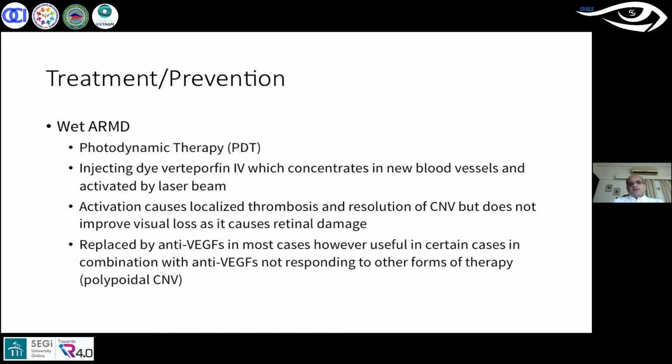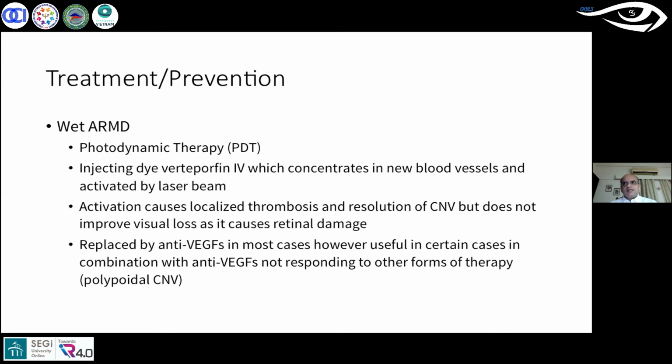Now, photodynamic therapy, again, this is a specialized treatment for wet ARMD. It includes injecting a dye called verteporfin intravenously. This dye concentrates in new blood vessels and is activated by a laser beam. The activation of this dye in the new blood vessels causes localized thrombosis and resolution of the CNV. However, it does not improve vision loss as it may cause retinal damage. So what we're now using is a half fluence laser, low fluence PDT, where basically the retinal damage is minimized. This is also being replaced by anti-VEGFs in most cases.